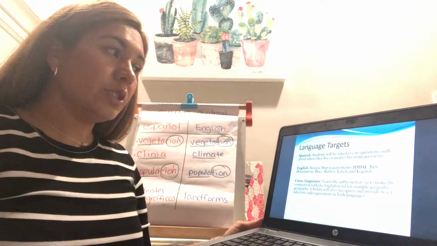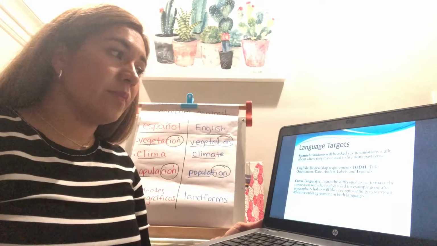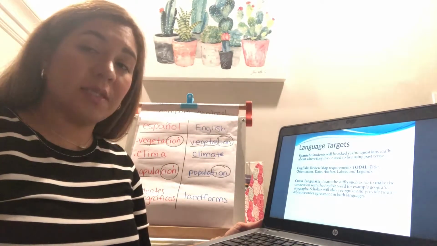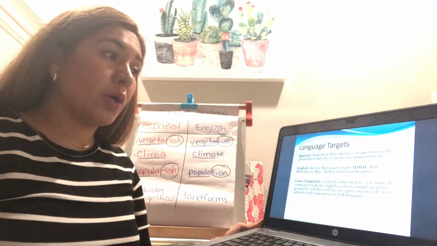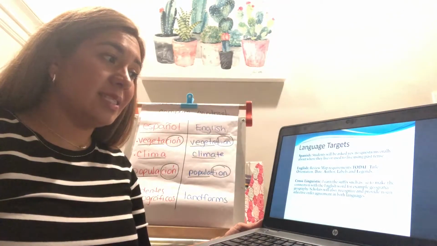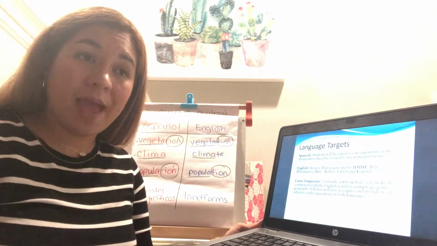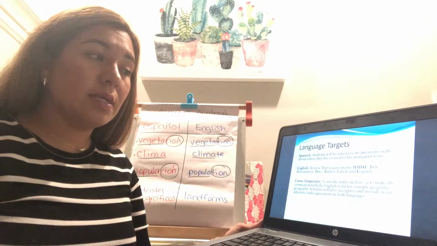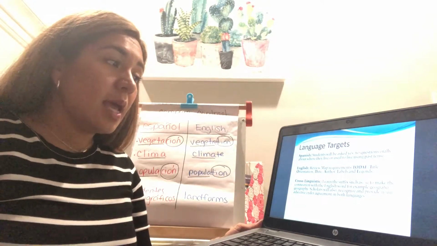As for the language targets, in Spanish, students will be asked yes or no questions orally about where they live or used to live using the past tense. As for English, we will review map requirements such as the title, orientation, date, author, labels, and legends of organizing and creating a map. This is actually a tool that they will continue to use in their future grade levels.